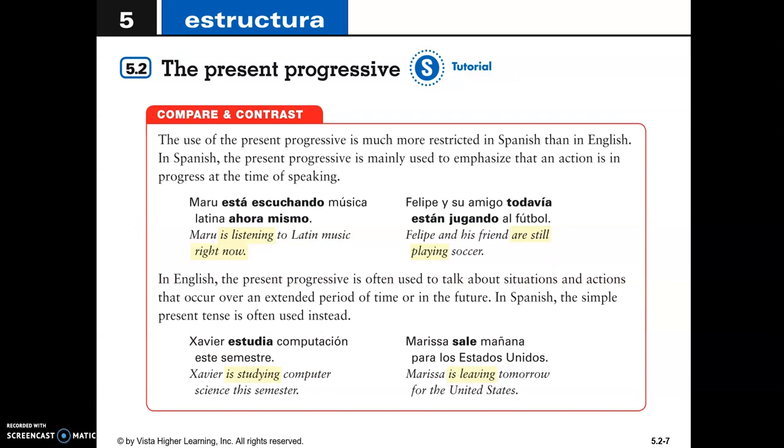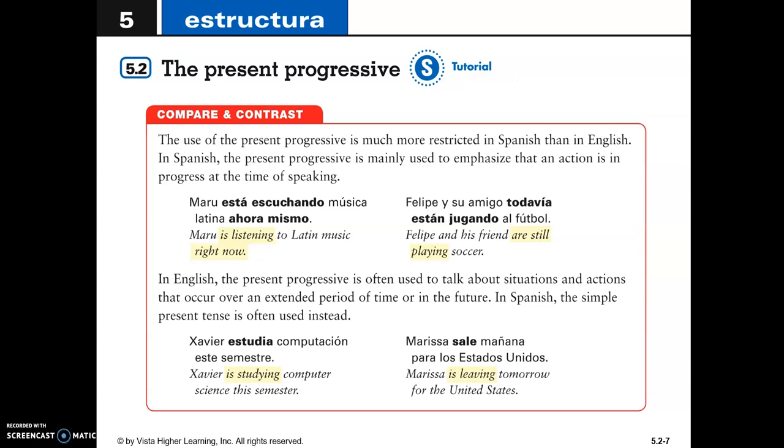As far as the uses of this tense, in English we can use this to talk about something that we're completing over an extended period of time. For instance, I'm taking Spanish this year. This year doesn't end until May. That is when our school year ends, which means that we are taking it from now until May. That is an extended period of time. That is something that is an ongoing action. In English, we use the present progressive. In Spanish, we do not.